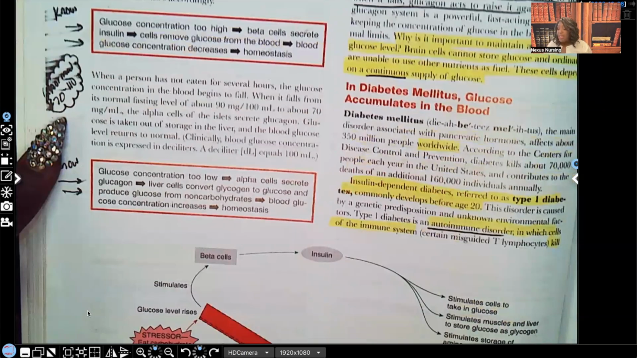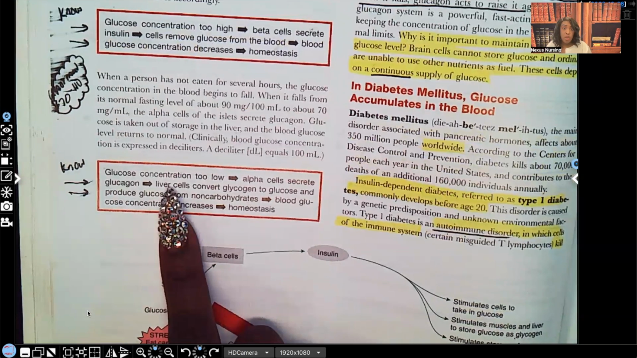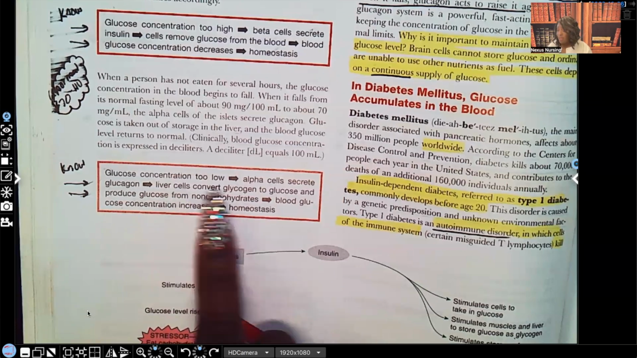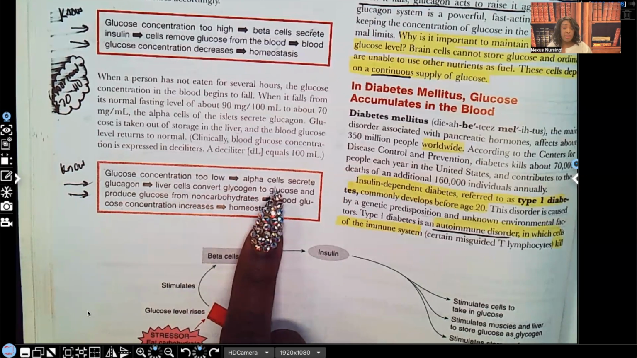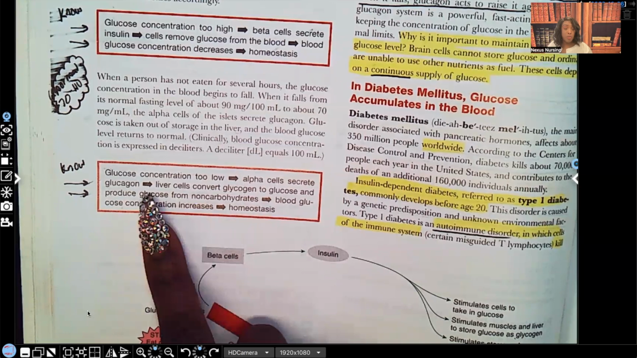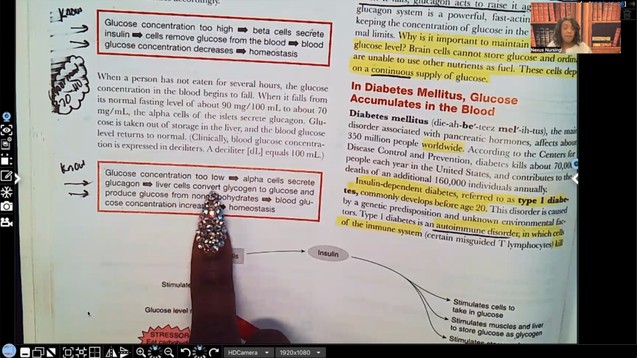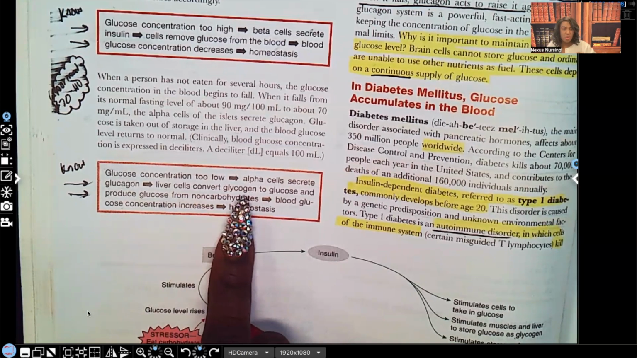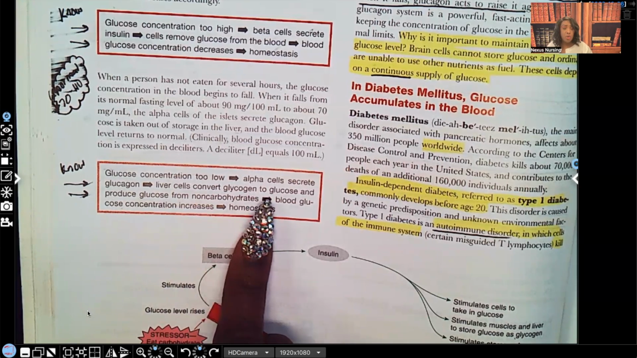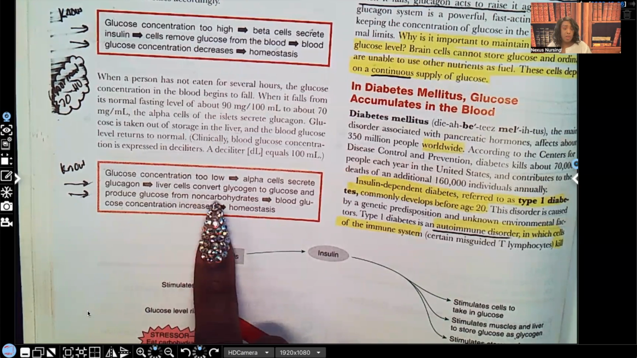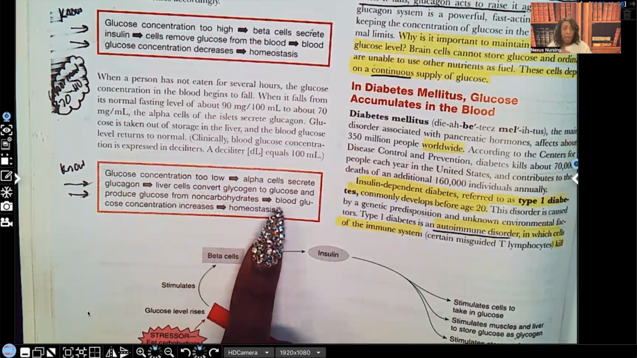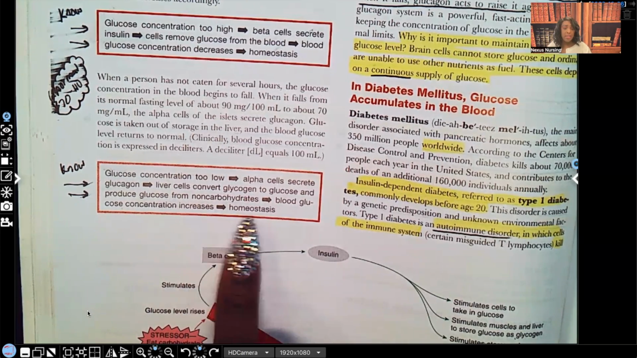Now, let's say the glucose concentration is too low. The patient has hypoglycemia. They don't have enough sugar in the blood. Now the alpha cells are what kick in. The alpha cells secrete glucagon. Liver cells convert glycogen, remember, glycogen is a stored form of glucose, to glucose and produce glucose from non-carbohydrates. Blood glucose concentration increases, and that causes homeostasis, the balance that we're always looking for.